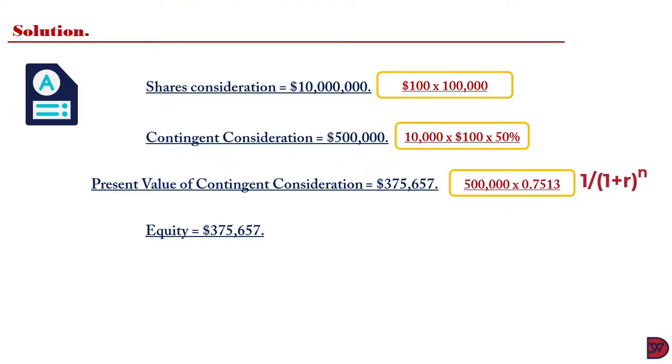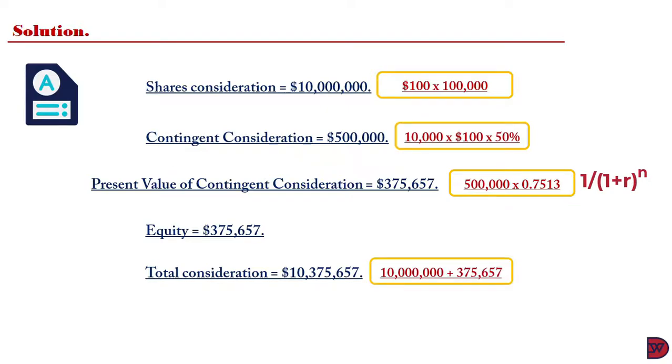Then we record the same figure as equity because they promised to issue shares. Then total consideration will now be $10,375,657, which is the value for the shares issued above for 10 million plus the 375,657 for the contingent consideration issued.